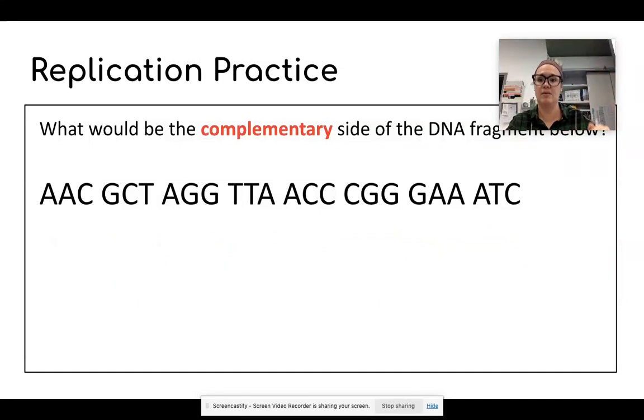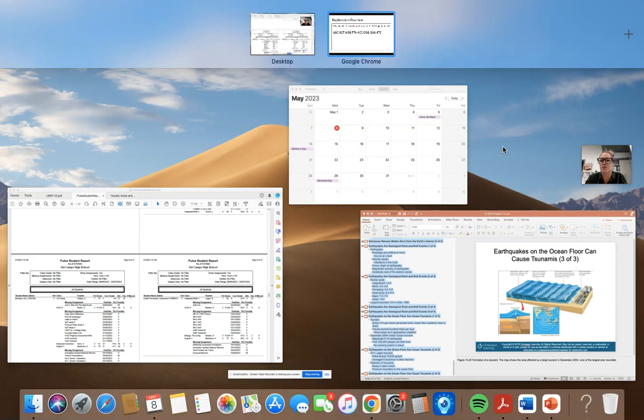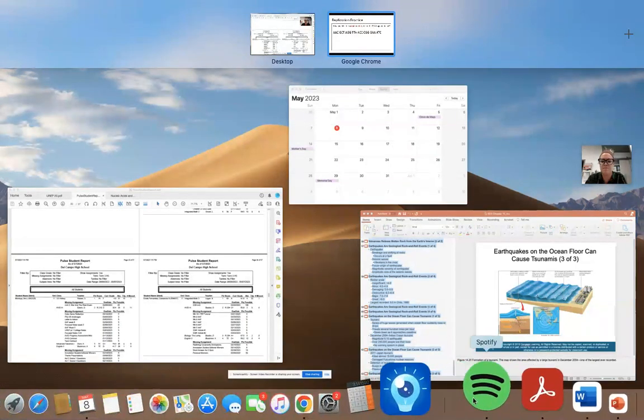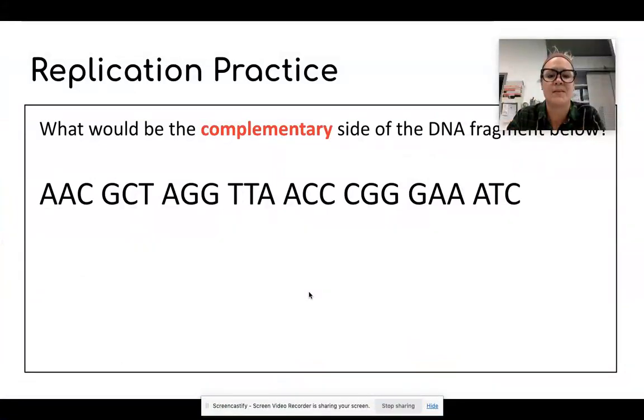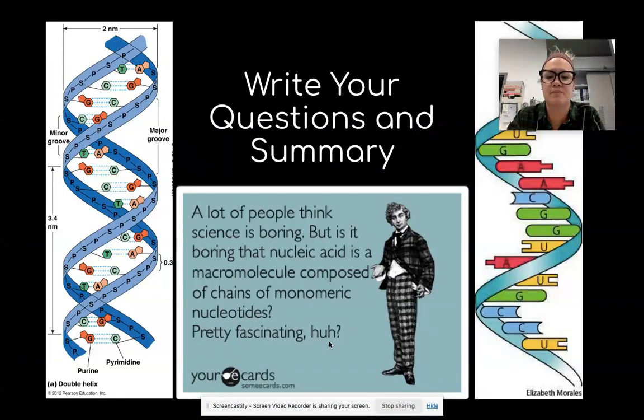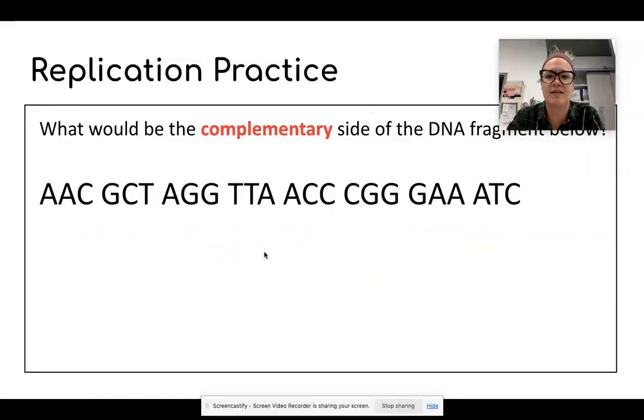A goes with, hang on. I'm trying to find the little tools that go with this. I should have the little tool set that I could write directly on the screen, and I'm just not finding it. So darn.